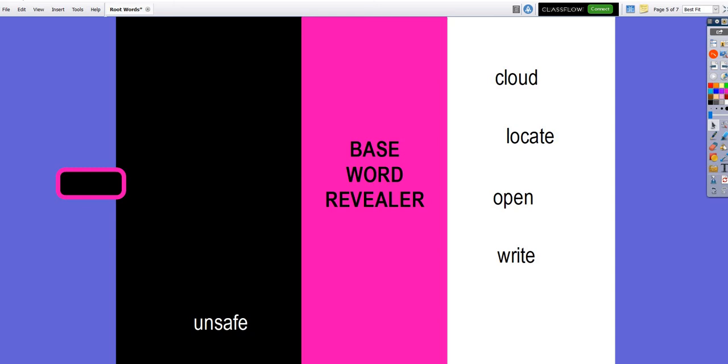I think we're getting a little better at these. I'll give you a clue. This one has a prefix at the beginning. Take off the beginning and you should have a word. Very good. Unsafe turns to just safe. You take off the un and it leaves safe. And safe is a word, so that makes sense.